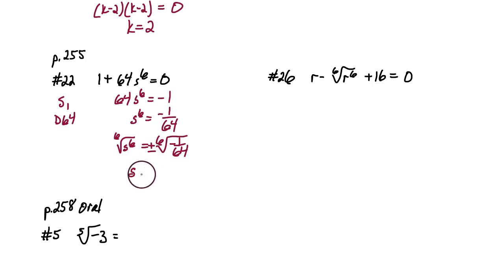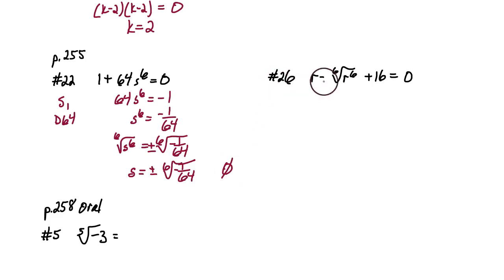So on the left side, we just get the s, and over here we have plus or minus the 6th root of negative 1 over 64. But notice something here. We're doing an even indexed root, and the number that we're trying to find the 6th root of is negative. You can't do that. This is empty set.